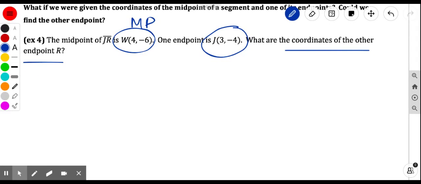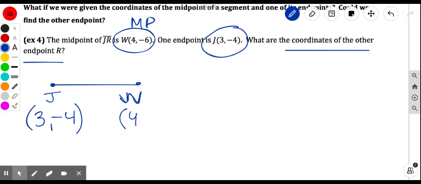So I'm going to just sketch something just to show you what this situation is. Say here's J and here's W. Obviously, this is not what it would look like necessarily on the coordinate plane. I'm just sketching it randomly. So J is at (3, -4).